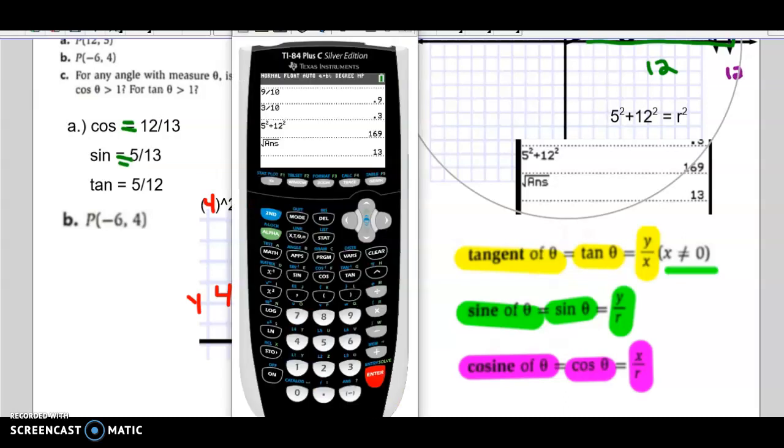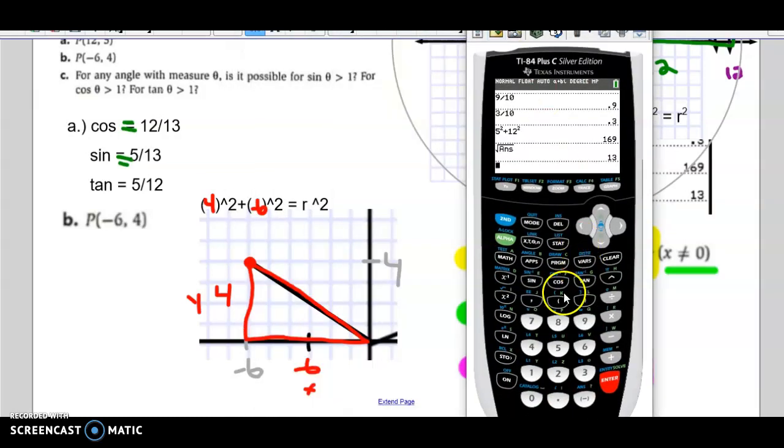So let's get out our calculator and let's do it. We're going to do 4 squared, and I'm going to put this in parentheses because I'm obnoxious with it. And then -6.